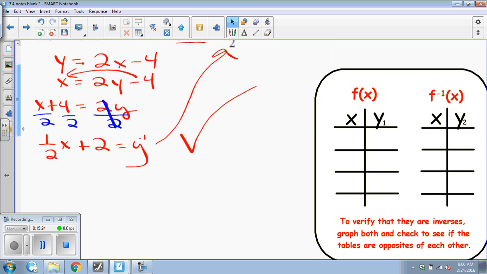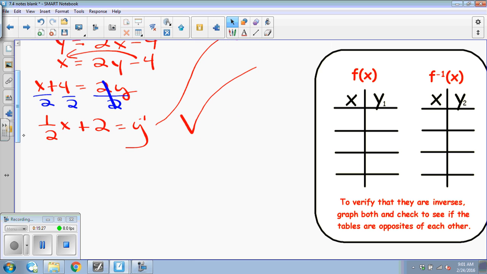Okay, so f of x is, y1 is 2x minus 4. And the inverse was 1/2 x plus 2. Get used to using that fraction button, because you need to just get used to using that, okay? And so when you put these in, we're going to look at those tables and show that the tables represent the inverses. That means every x and y1 has to be reversed for x and y2.